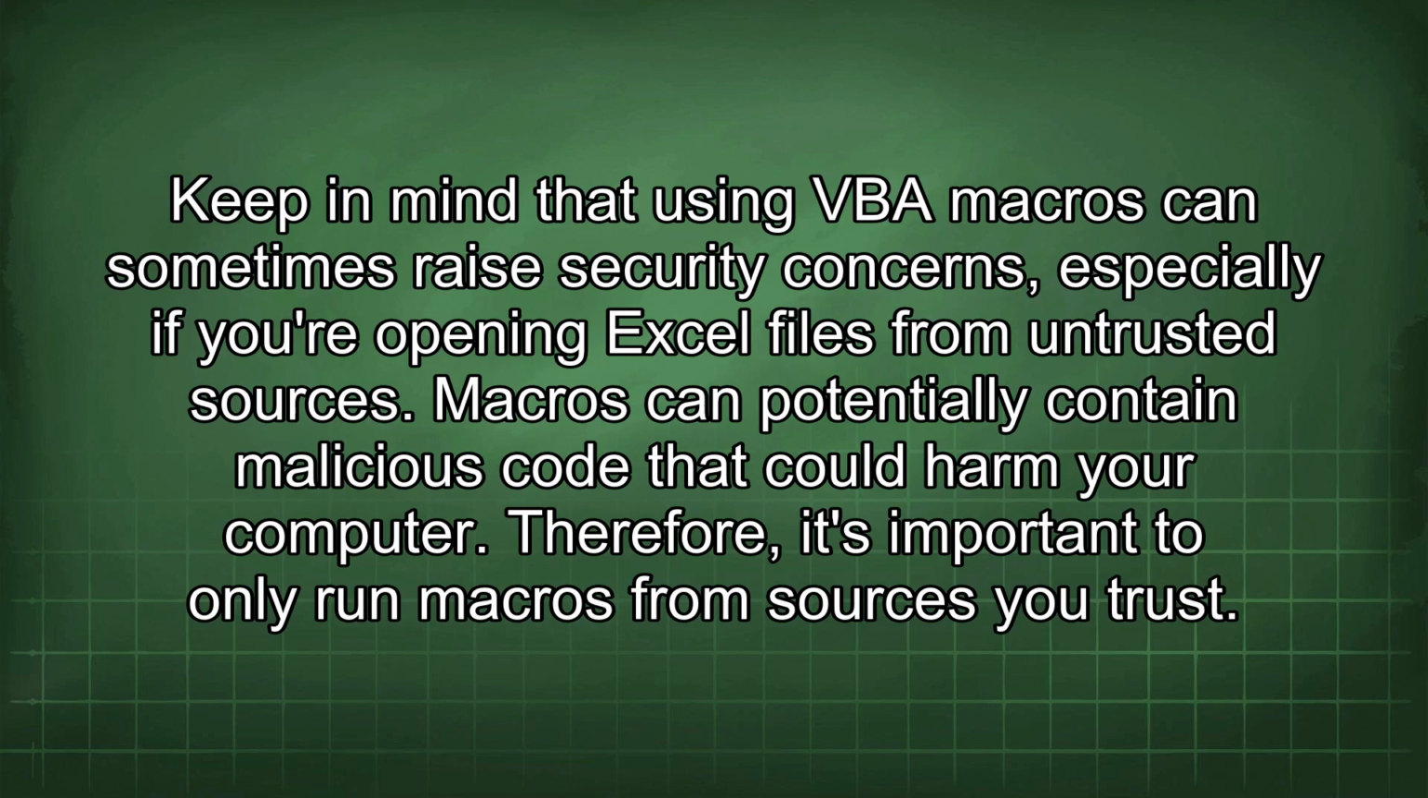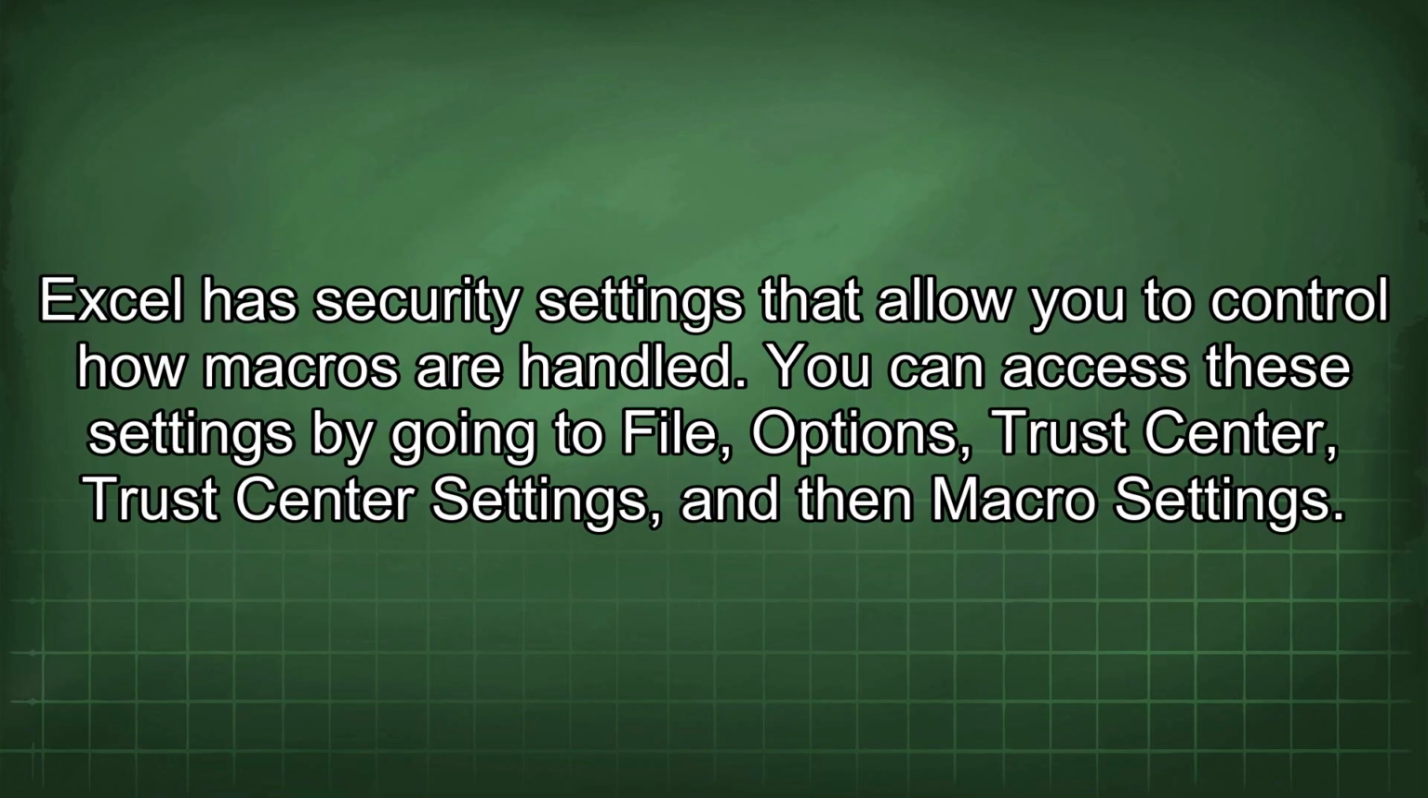Keep in mind that using VBA macros can sometimes raise security concerns, especially if you're opening Excel files from untrusted sources. Macros can potentially contain malicious code that could harm your computer. Therefore, it's important to only run macros from sources you trust. Excel has security settings that allow you to control how macros are handled. You can access these settings by going to File, Options, Trust Center Settings, and then Macro Settings.